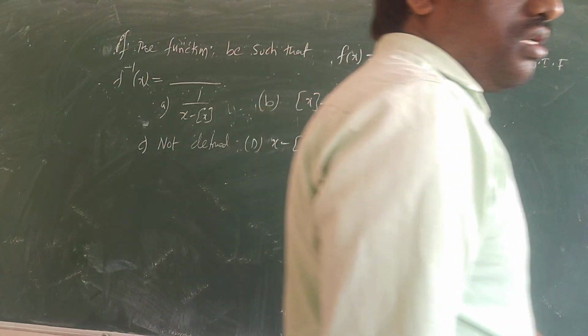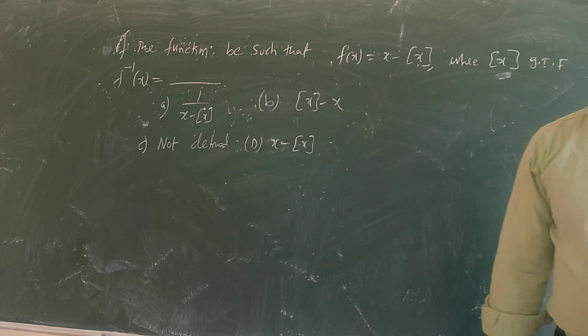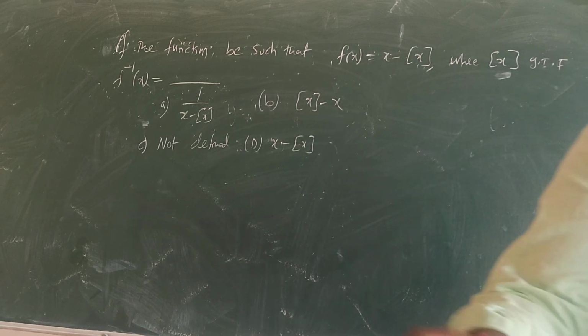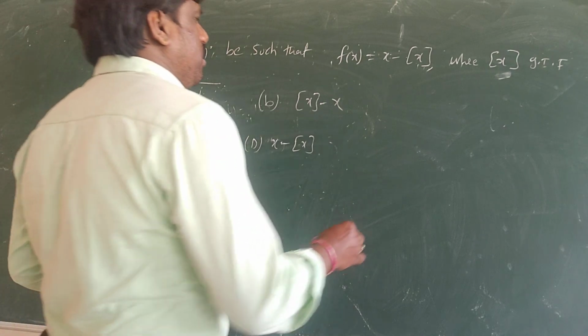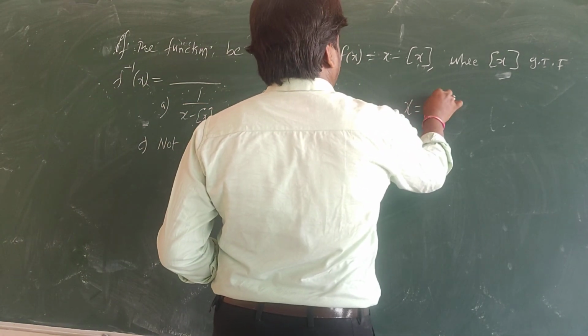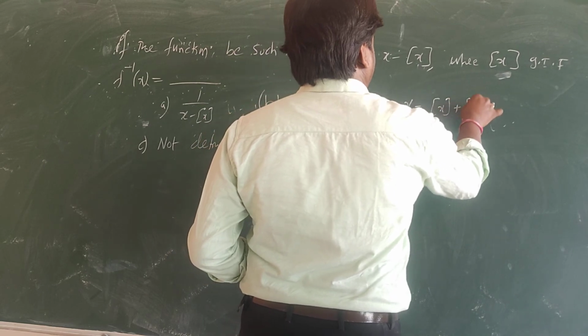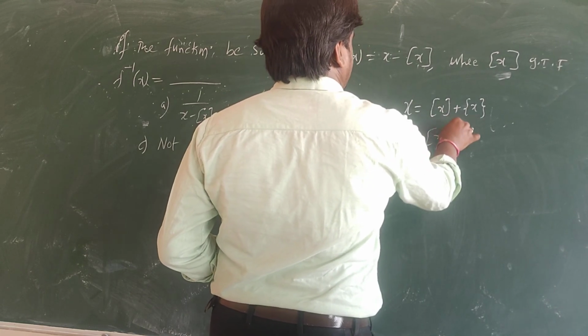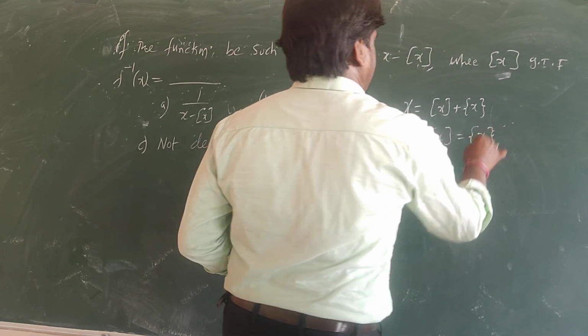See, next question. Listen to me. If the function be such that f of x is equal to x minus greatest integer x, where this is the greatest integer function, what will be f inverse x? Tell me, quickly. See, any number, suppose x is a number, can be written as greatest integer x plus fractional part of x. So x minus greatest integer x is nothing but the fractional part of x.